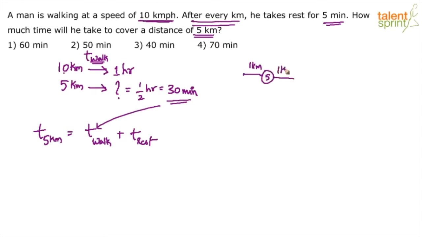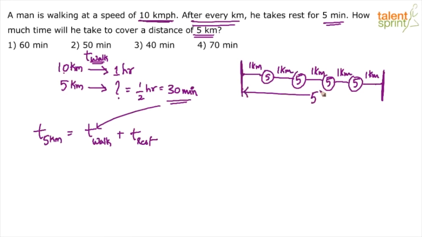Then covers the 2nd kilometer, takes a break of 5 minutes. Then covers the 3rd kilometer, takes a break of another 5 minutes. Then covers the 4th kilometer, takes a break of 5 minutes. And then covers the 5th kilometer. Understand, at this point he has reached his target of 5 kilometers. Yes or no? He has covered the distance of 5 kilometers total.